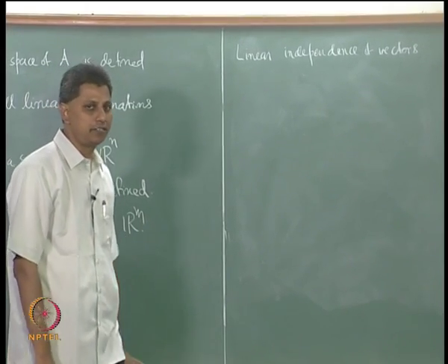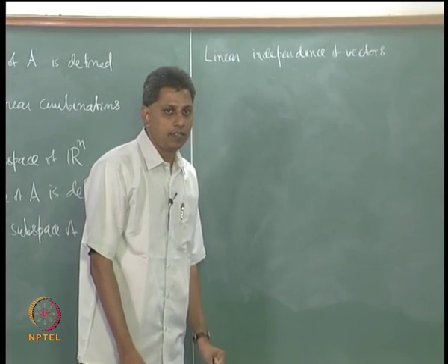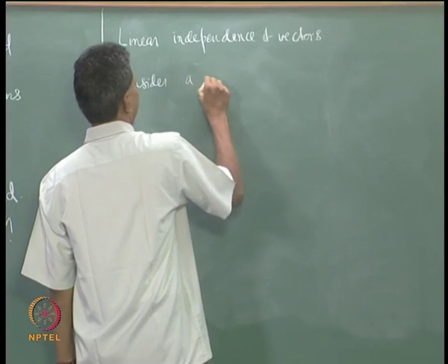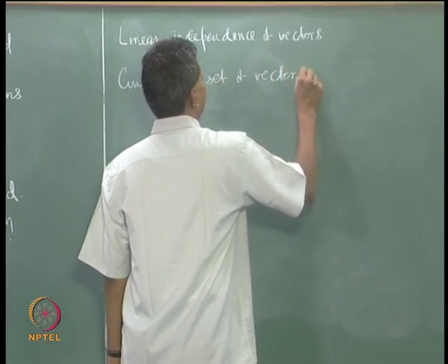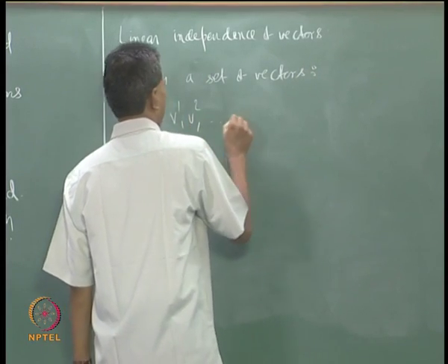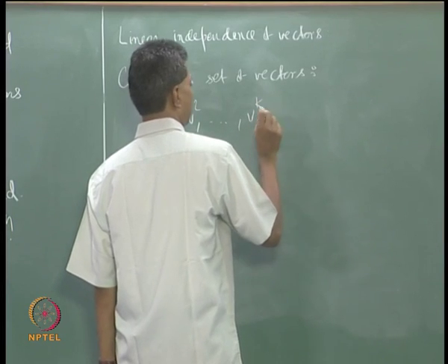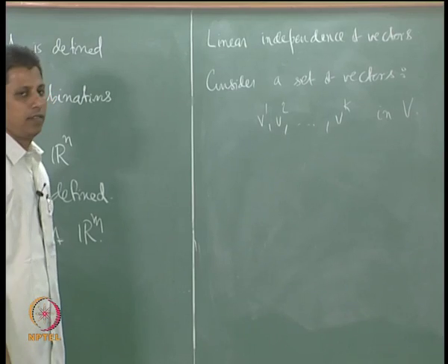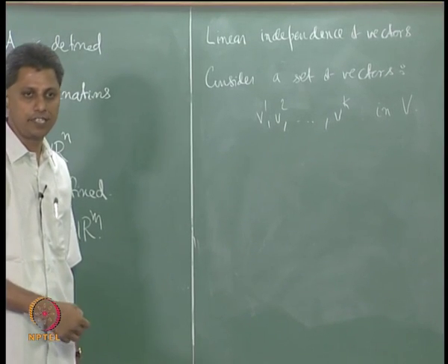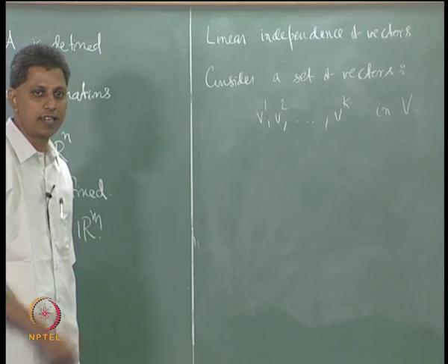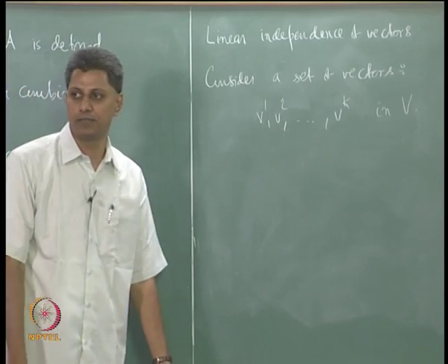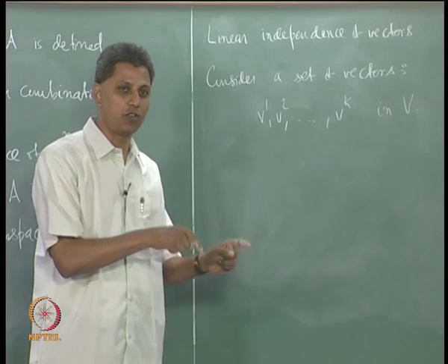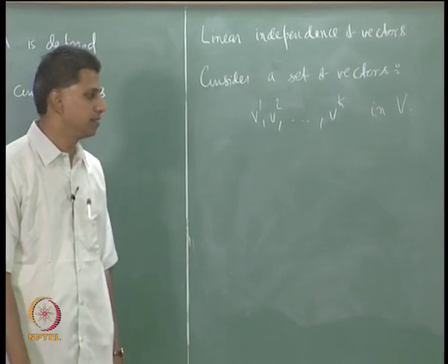So what is linear independence? Let's first look at linear dependence. Linear dependence among vectors. Consider a set of vectors, let's say v1, v2, etc., vk from a vector space V. We would like to say that these vectors are linearly dependent if at least one of them depends on the others, informally. At least one of them depending on the others means you can write one of them as a linear combination of the others.